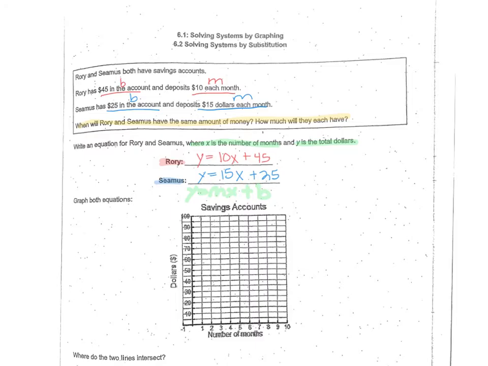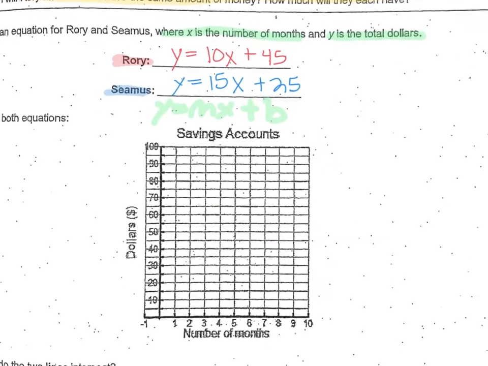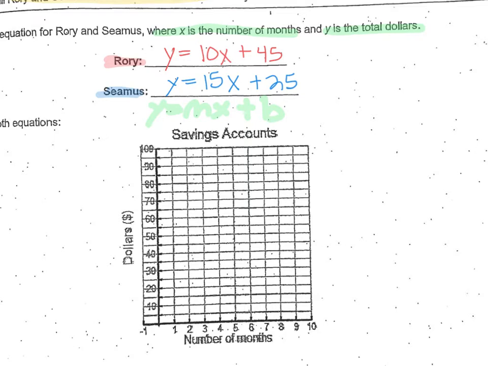So I'm going to pull this graph up a little bit so I can see it easier. And now I'm going to start with graphing the line. I'm going to use red for Roy. And so here's 45. And then I'm going to go up 10 and over 1. So 5, 10, and over 1 month. So that's our $10 per month. I'm going to repeat that pattern as far as I can.